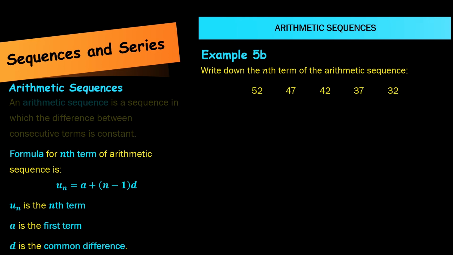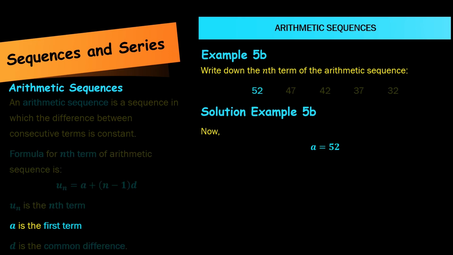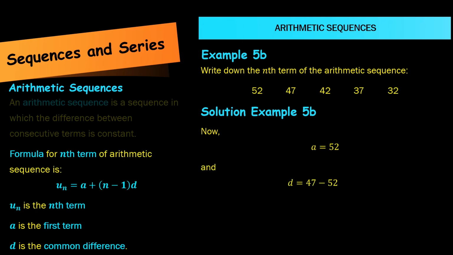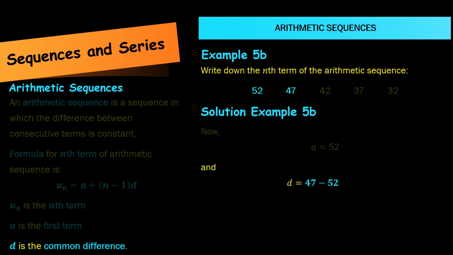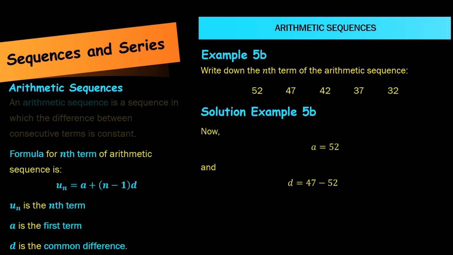And now for part B. We are required to write down the nth term of the arithmetic sequence 52, 47, 42, 37, 32, and so on. So let's solve this. The first term, a, is equal to 52. The difference, d, is equal to 47 minus 52, as shown. And this is, of course, equal to minus 5.